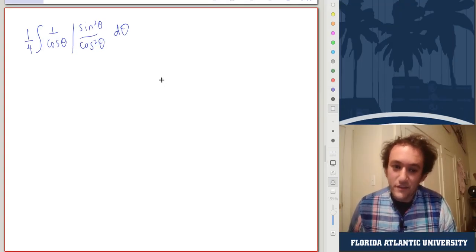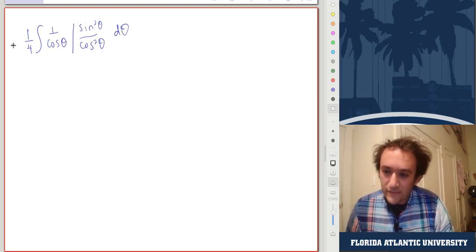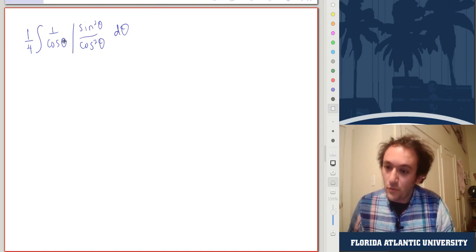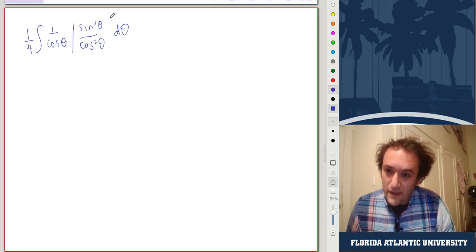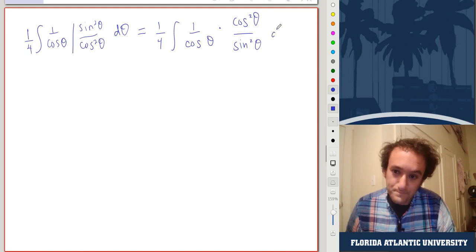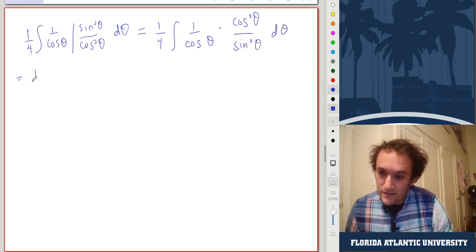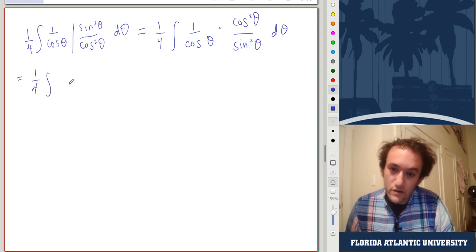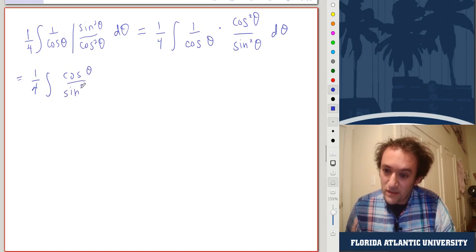Hi, I noticed an error in the computation that was recorded earlier, so I'm going to record a correct version now. We were looking at 1/4 times the integral of 1 over cosine theta divided by sine squared theta over cosine squared theta d theta. Picking up from there, we can simplify this just by taking the reciprocal and multiplying. We have 1 over cosine theta times cosine squared theta divided by sine squared theta d theta. Carry down the 1/4. We cancel out 1 power of cosine, so we're left with cosine theta divided by sine squared theta d theta.